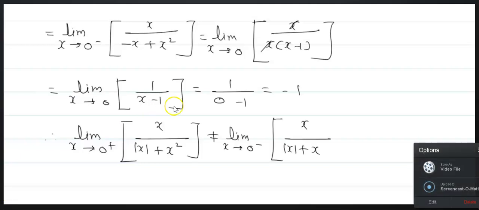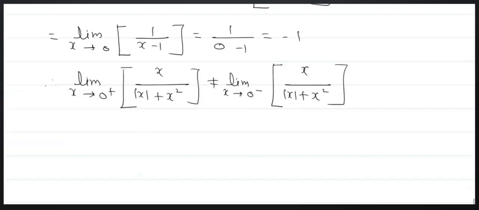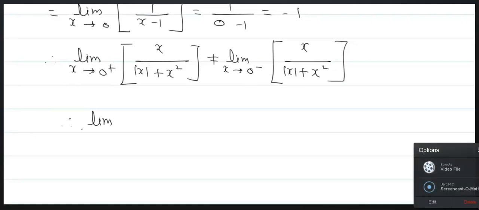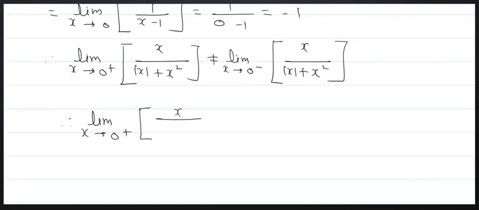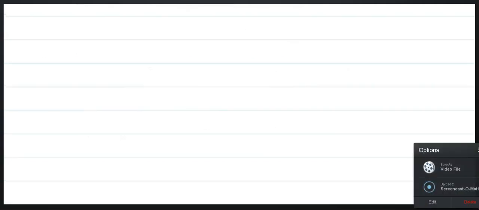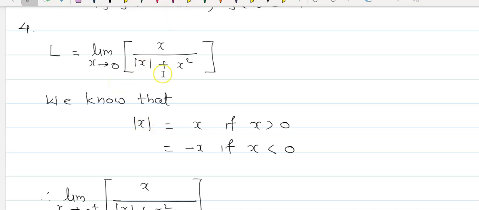Left limit is not equal to the right limit, therefore the limit does not exist. Limit exist असण्यासाठी दोन्ही equal पाहिजे. Does not exist.